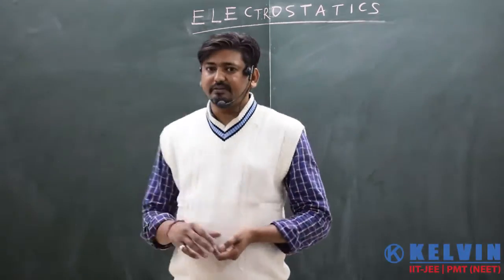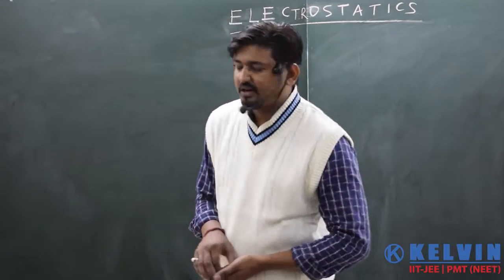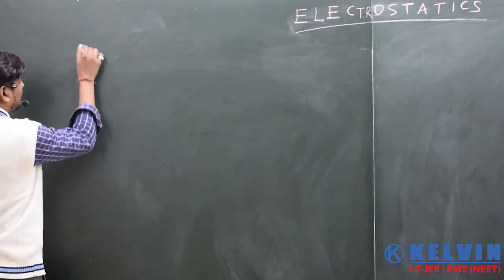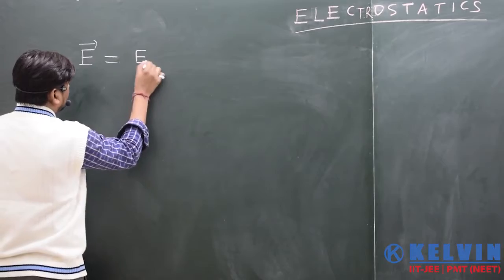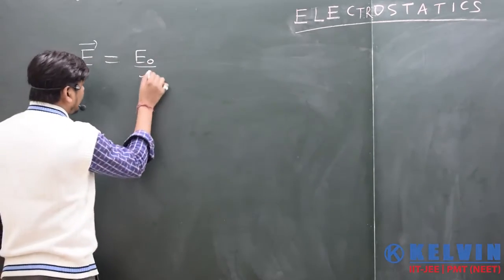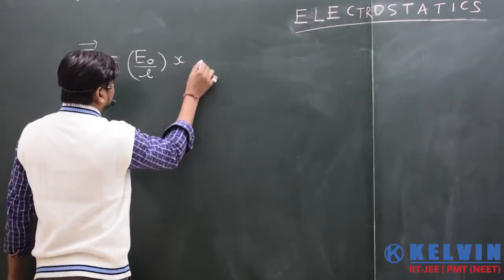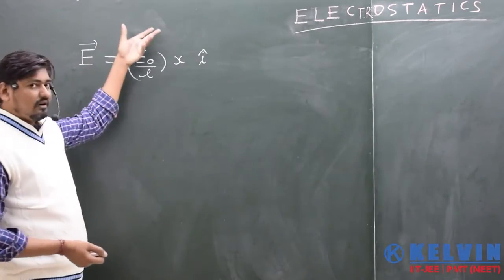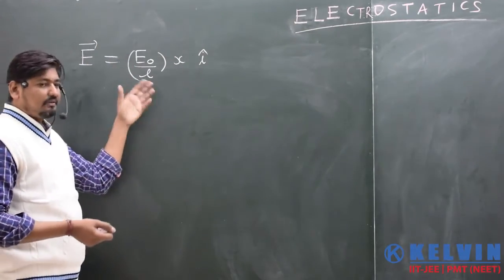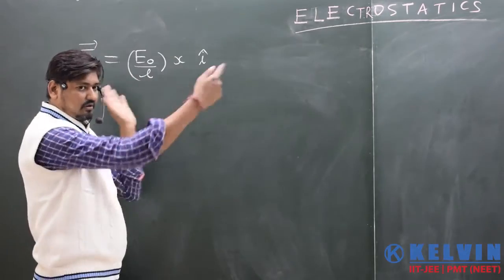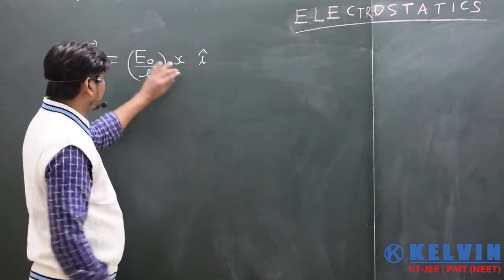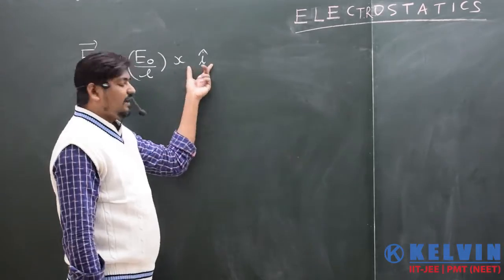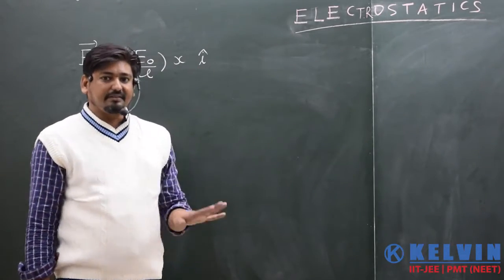Suppose in space, the electric field is given by the equation E vector equals E naught by L x i cap. Here E naught is a constant, L is a constant length which I am going to describe later. x is the x coordinate in this space and i cap is the x direction itself.